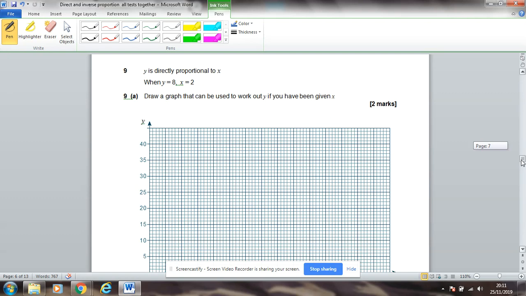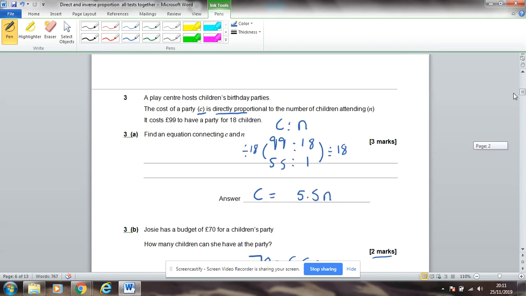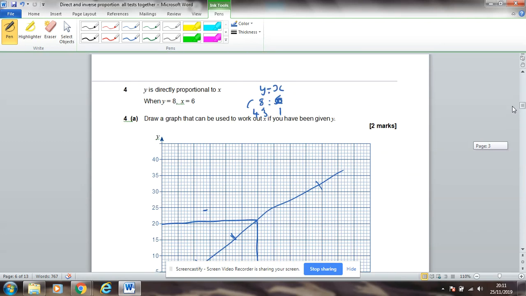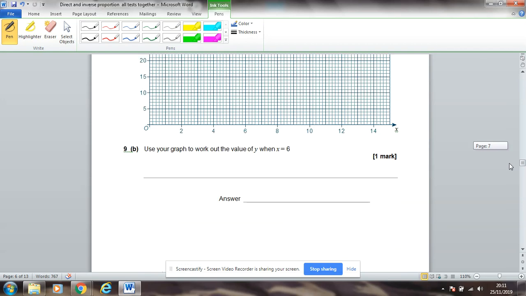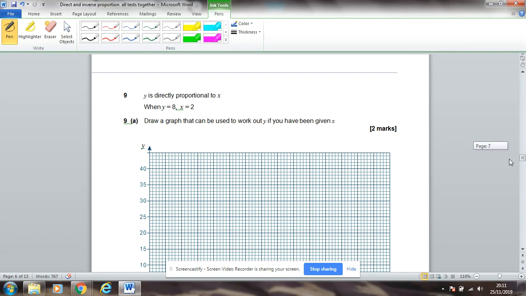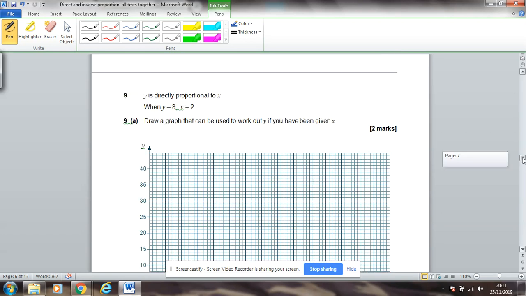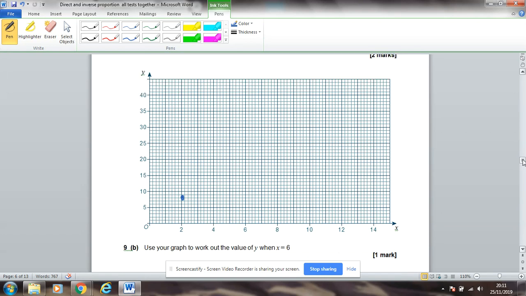Okay, question 9. We've got y is 8, x is 2. I'm just going to check this isn't the same as the previous one I'd done before. 8 and 2, oh, this is 8 and 6, so it's very similar. So x is 2, y is 8, and we mark that point on. Now, I've just got to double check if it was direct or inverse, so it's directly proportional. And directly proportional means that it's got to go through 0, 0.